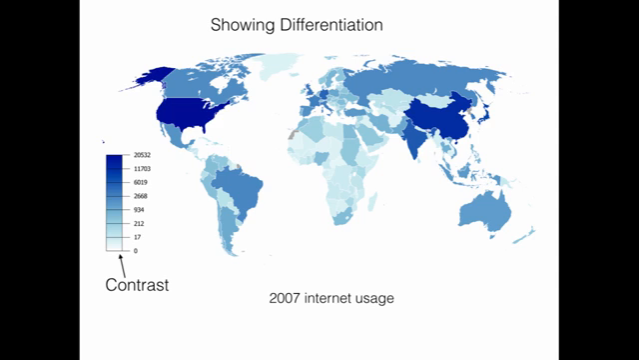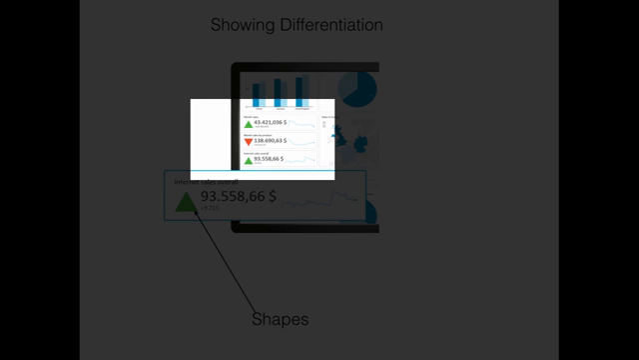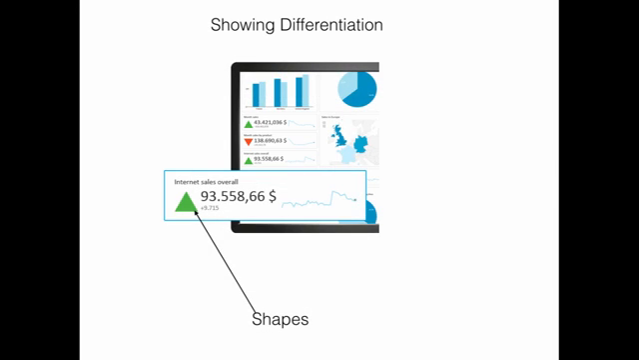Moving on, the other differentiation factor is shape. So here you can see that we have an upward arrow and a downward arrow to show the user that the value has increased or the value has decreased. It's very intuitive and very easy to follow, and the user can really see the information that overall sales have gone up just by looking at this shape.